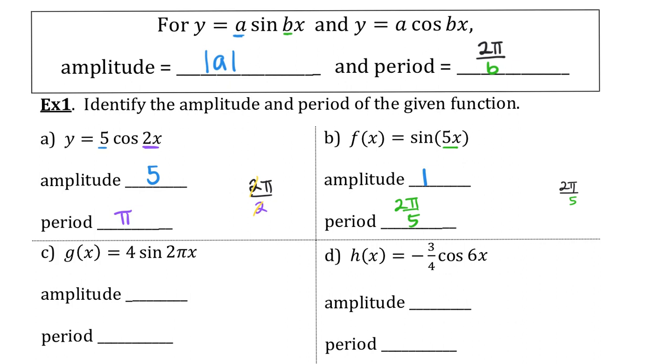Amplitude, 4. The period is not 2 pi because there's a coefficient. So 2 pi divided by the 2 pi. What's 2 pi divided by 2 pi? It's 1. So the period's now 1.